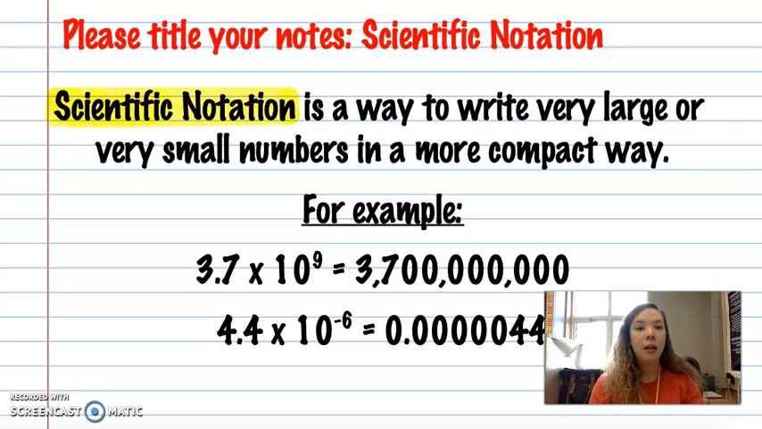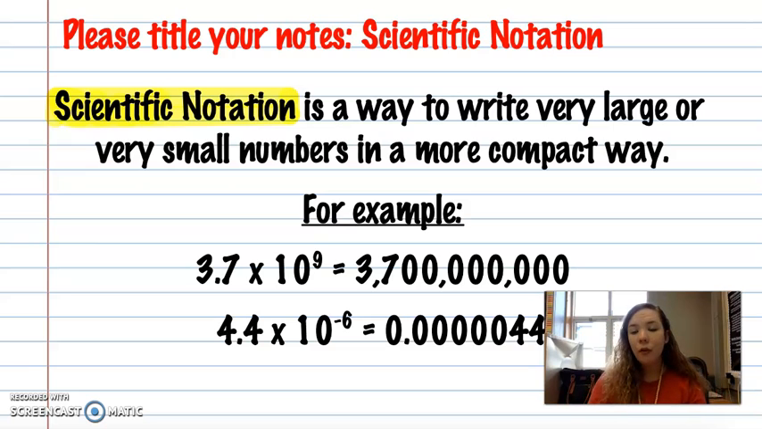So here, scientific notation is a way to write very large or very small numbers in a more compact way. And it's called scientific notation because a lot of times these very large or very small numbers come up in science. The distance from here to the moon, for example, is a super large number, and you don't want to have to write out every digit of that number if you can help it.